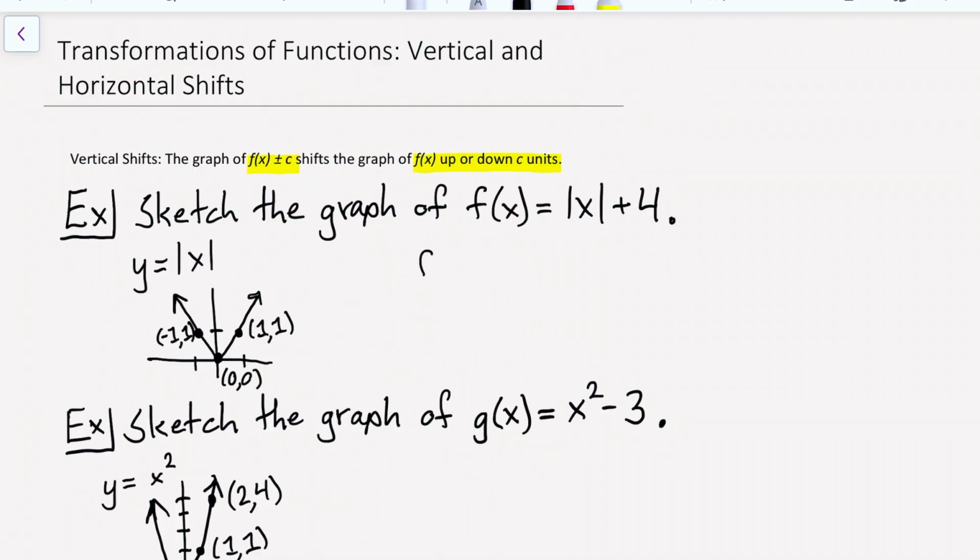Essentially, as we look at the graph of f of x, every y value on that toolkit function is being shifted upward 4 units. So instead of a point at (0, 0), on the new function, I'm going to have a point at (0, 4). And instead of a point at (1, 1), I'm going to have a point at (1, 5). I'm taking every y value and I'm shifting it upward 4 units by adding 4. So here is the graph of f of x.